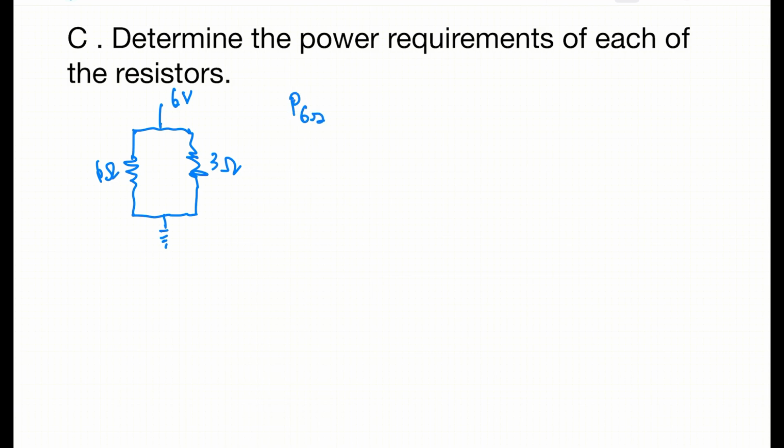That's going to be for the 6 ohm. When we know the voltage and the resistance, it's V squared over R. So that's 6 squared because there's 6 volts across it, and we have the resistance of 6 ohms. So that's just going to be 6 watts. So that is the power requirement of the 6 ohm resistor.